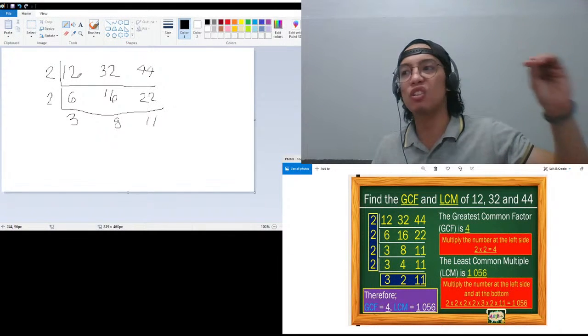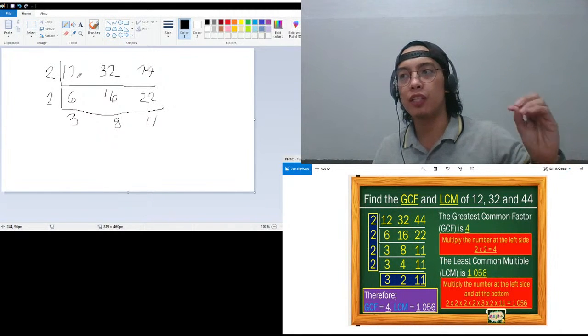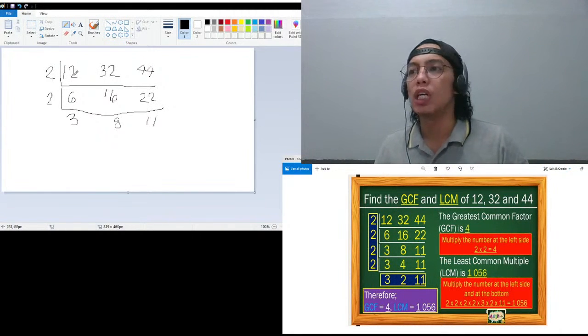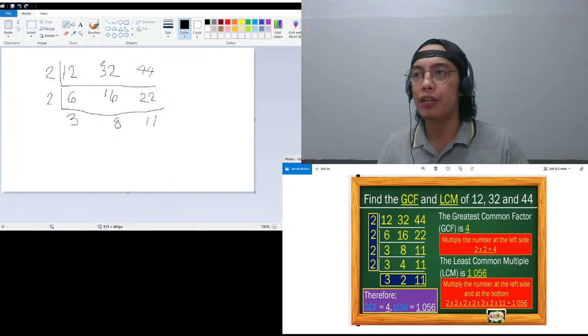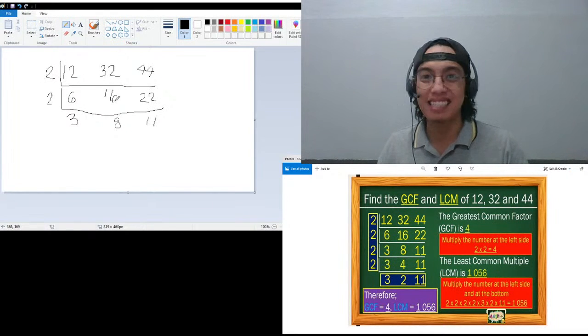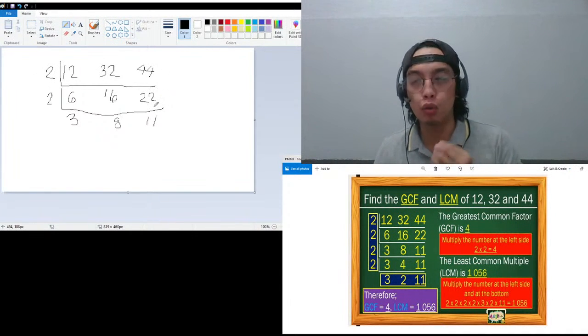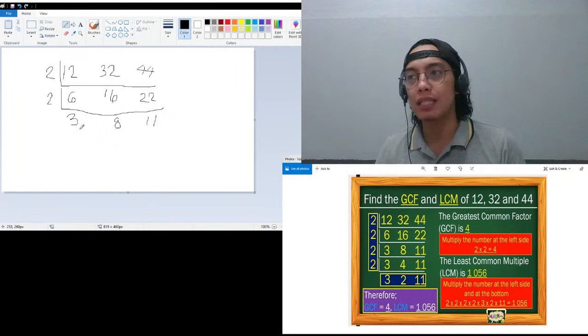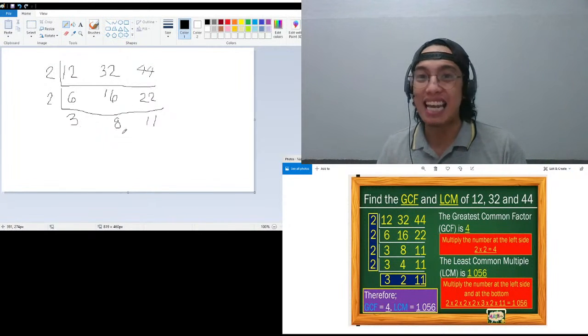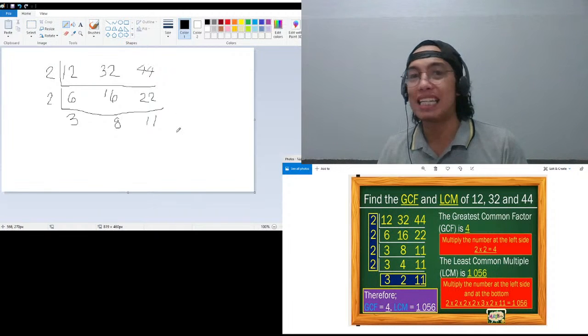the smallest number we can divide 12, 32, 44 by? So that is 2. 12 divided by 2 is 6, 32 divided by 2 is 16, 44 divided by 2 is 22. They can still be divided. 2 again. 6 divided by 2 is 3, 16 divided by 2 is 8. 22 divided by 2 is 11.